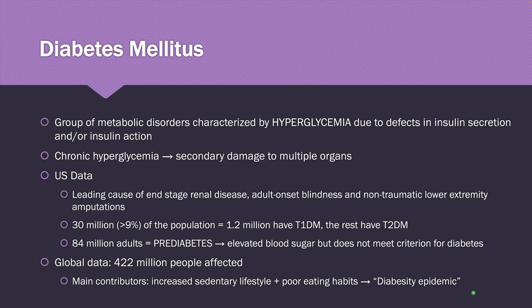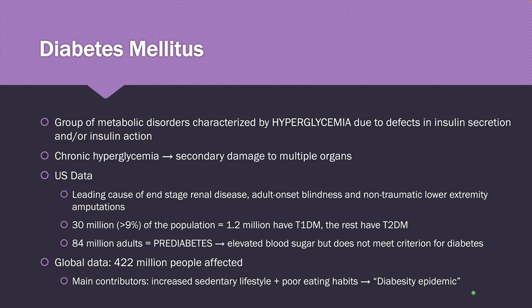In the US, more than 9% of the population has diabetes, with about 5% having type 1 DM and the rest already having type 2 diabetes. 84 million adults in the US are pre-diabetic, meaning they have elevated blood sugars but do not meet the criteria for diabetes. Think of pre-diabetes as one stumble away from being overtly diabetic.